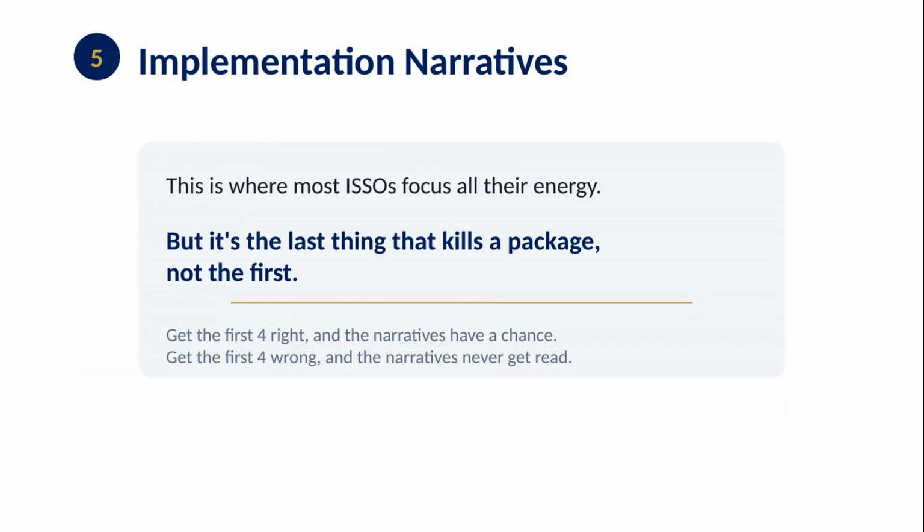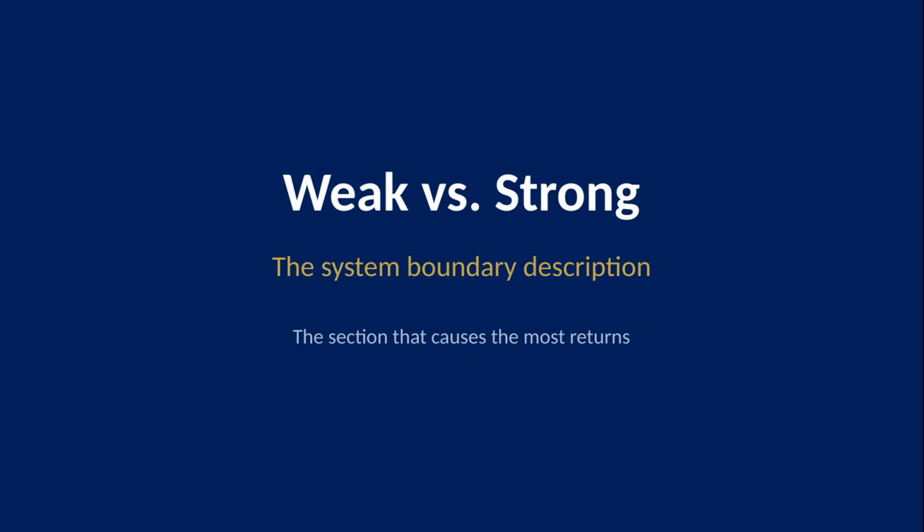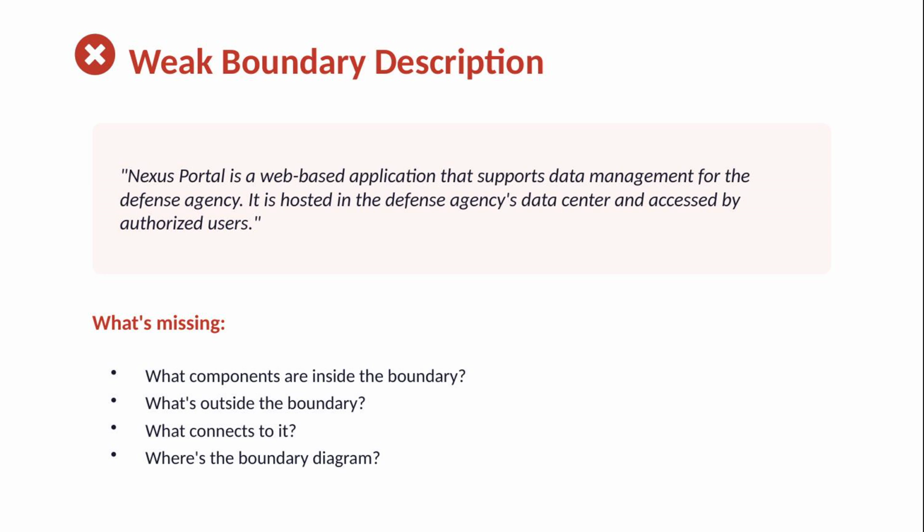5. Implementation narratives. This is where most ISOs focus all their energy, and it's the last thing that kills a package, not the first. Get the first 4 right, and the narratives have a chance. Get the first 4 wrong, and the narratives never get read. Let me show you what weak and strong look like on the section that causes the most returns, the system boundary. Here's a weak system boundary description, a real version of what I've seen.